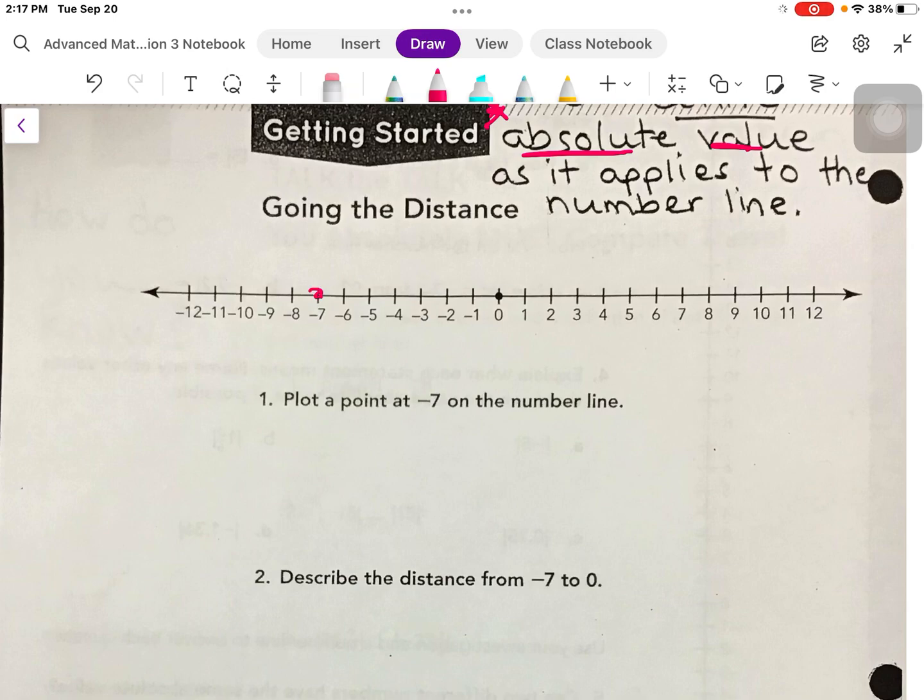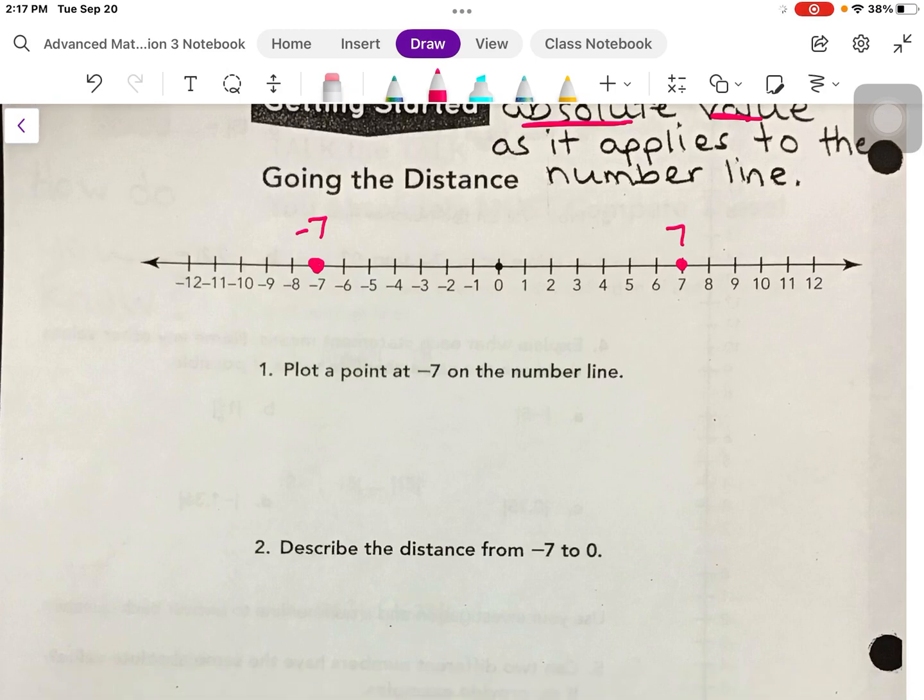So I'm going to find -7 on the number line, and I'm going to put a dot to call it -7. While we're here, let's go ahead and put the opposite of -7 on the number line. Hopefully you put a dot at 7. And let's classify -7. Let's give it all the names we can of the words we learned.